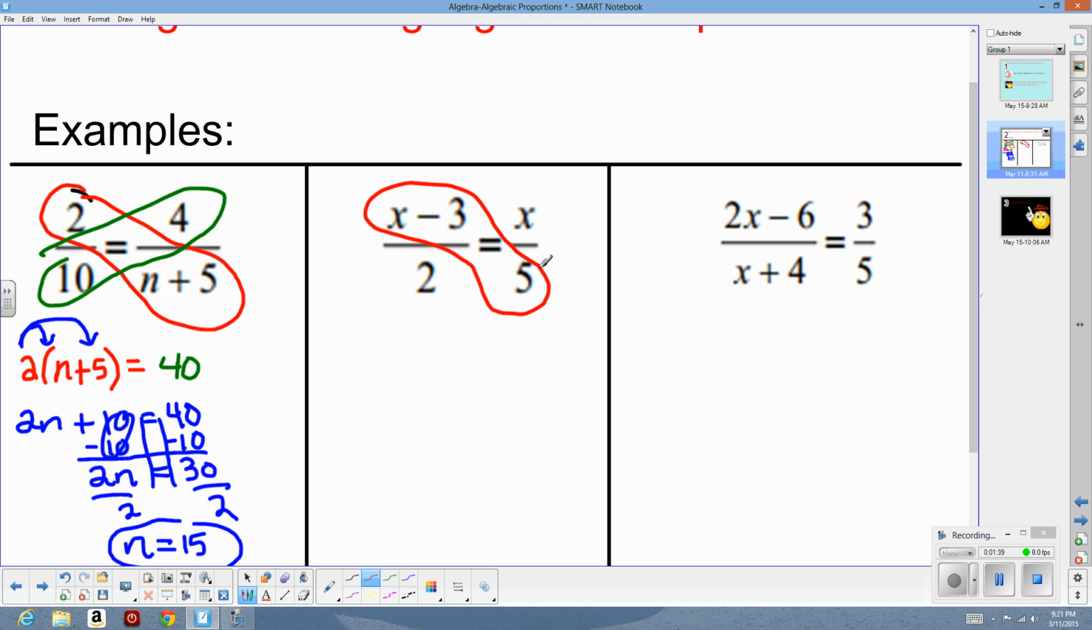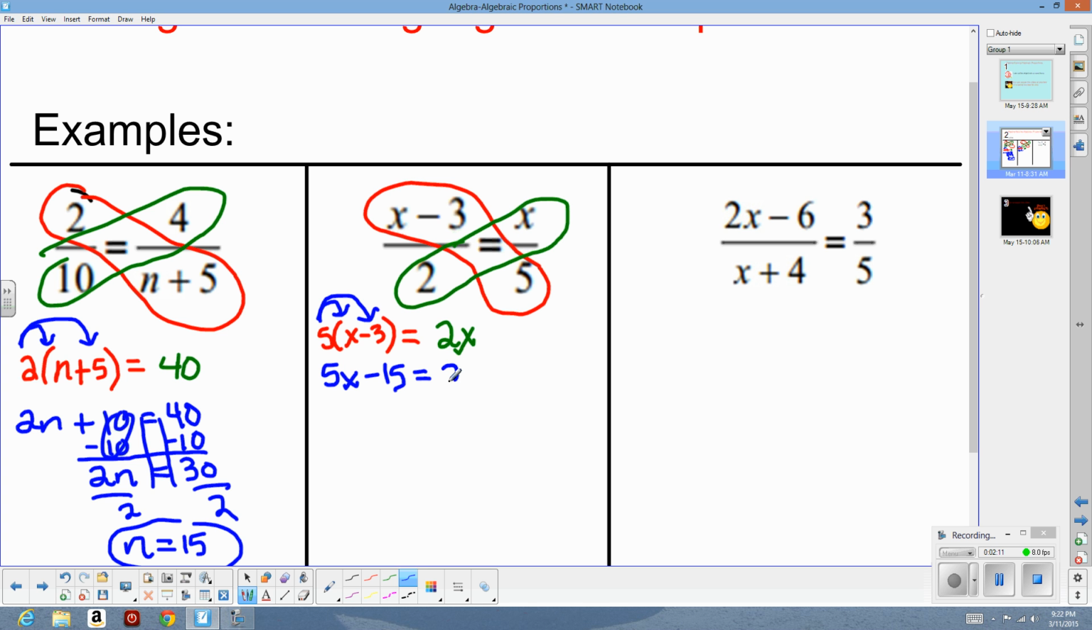5 times the quantity x minus 3 equals 2 times x, which is 2x. Now go ahead and use the distributive property again. 5 times x is 5x. 5 times negative 3 is negative 15. So 5x minus 15 equals 2x.